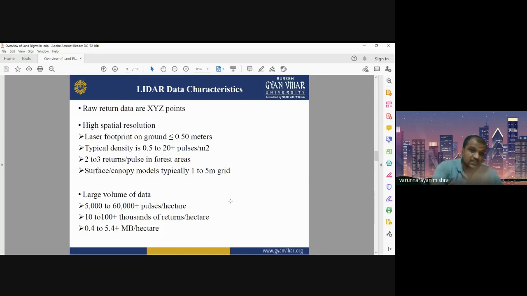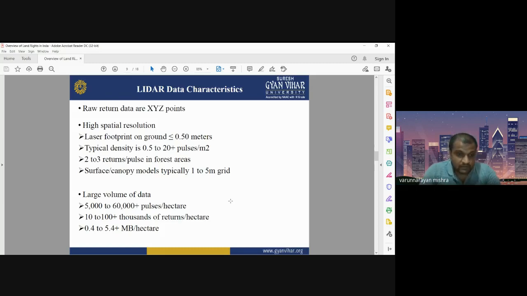When we process these point values in the form of images, otherwise it is giving you the intensity values in the form of some quantitative information. But when we process that quantitative information, it may provide you the high spatial resolution images. So what is the criteria for getting the high spatial resolution images? If the laser footprint on the ground is less than 0.5 meter. If the laser scans 0.5 meter of area on the ground at a time, then it will provide you high resolution images when you process that point data in the form of images.